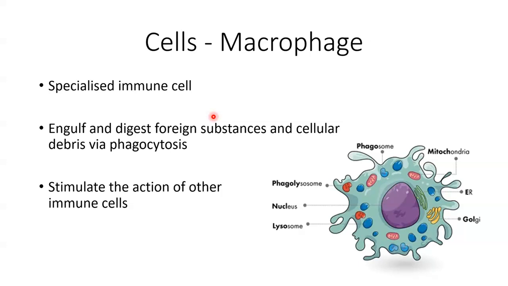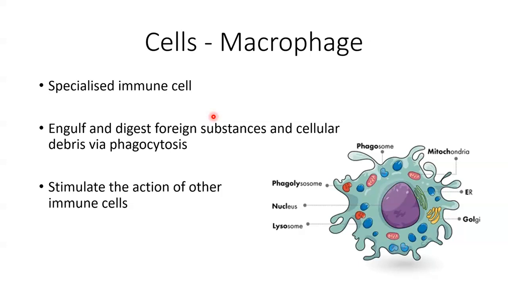How macrophages work is that they will identify a bacteria or a foreign substance from those peripheral proteins or the antigens on the surface of that substance. They will surround and engulf or eat that substance, thereby destroying it. They can then also initiate the action of other immune cells, so set other things in motion so that foreign substance doesn't cause any more damage.